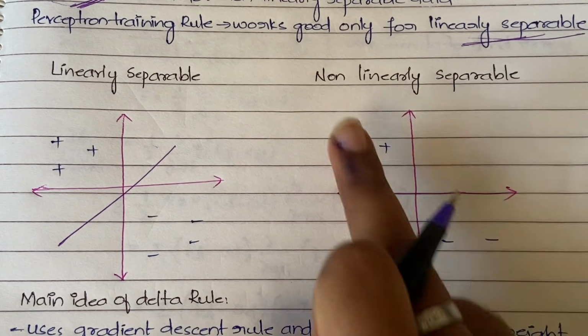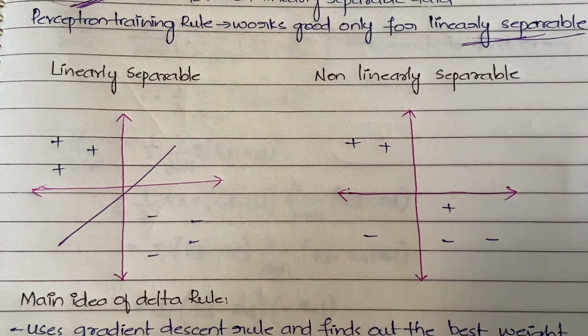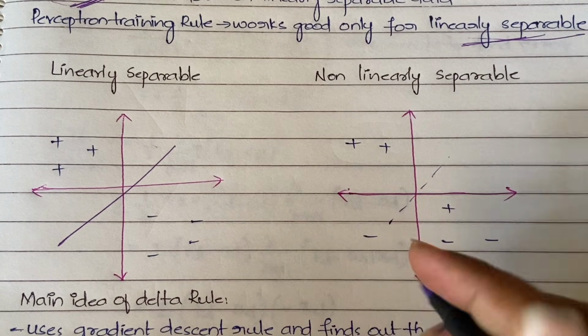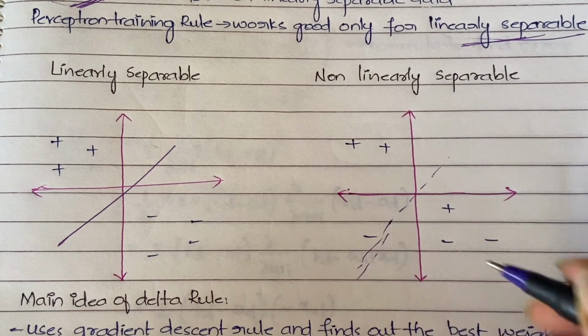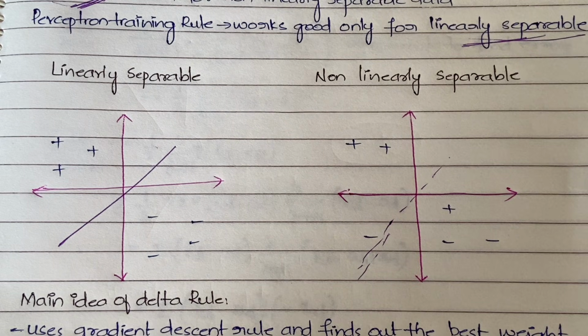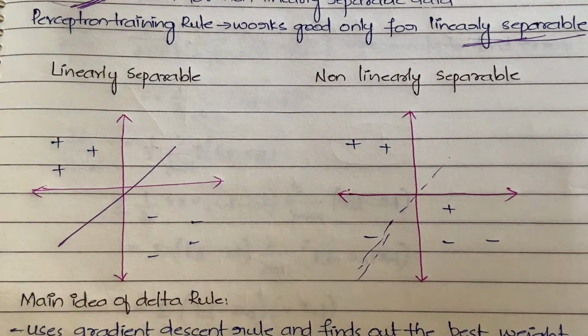But in this case, you will not be able to separate them with the help of a straight line, right? If you draw a straight line like this, let us assume, then it is not divided properly. It is not getting exactly divided into two parts with just one single straight line. That is the reason why this is called non-linearly separable data. So in order to support non-linearly separable data, we take the help of the delta rule. Done. Now you are clear about what linearly separable and non-linearly separable are, and why we should use the delta rule even if we have the perceptron training rule.